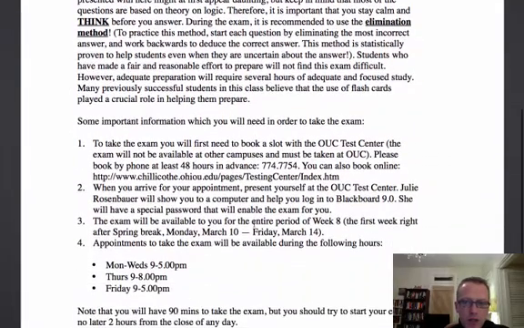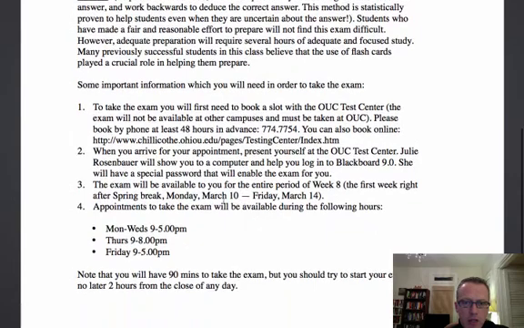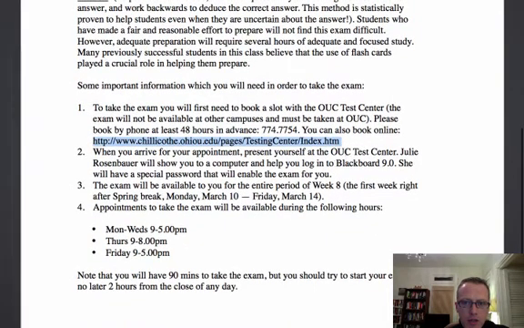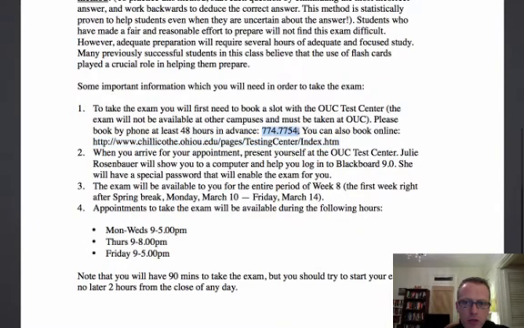Now, some information you need in order to take the exam, as you can see here, you should book your test using this link. You can also use this phone number here. At the OUC Test Center, Julie Rosenbauer is our person administering the OUC Test Center. She'll be the one to help you log into Blackboard 9.0, one of her staff members. And she'll have a password that will enable the exam for you.